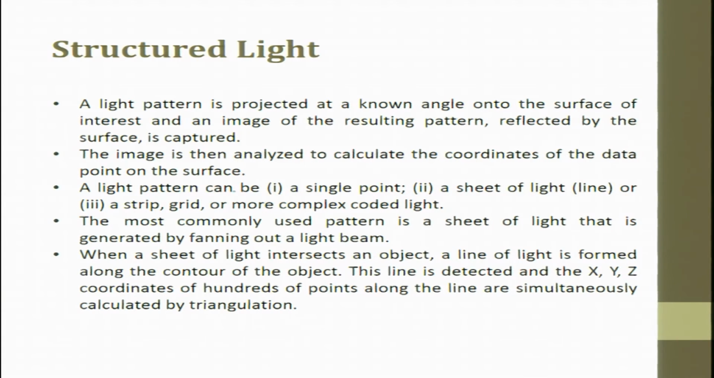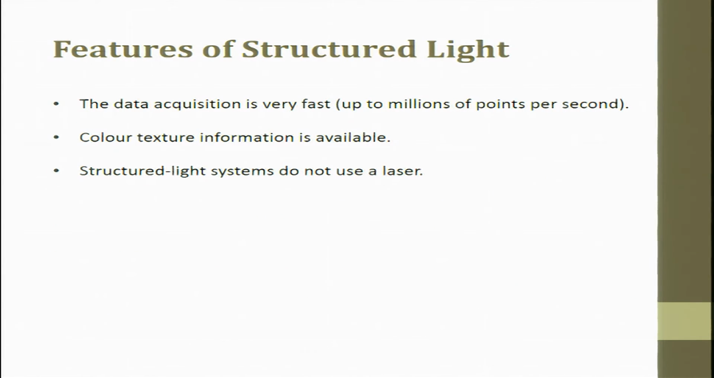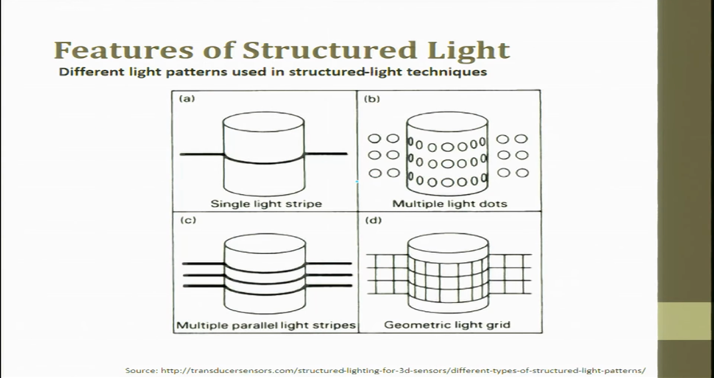The light pattern can be a single point, a sheet of light, or a strip of light in a complex manner. The most commonly used pattern is a sheet of light that is generated by fanning out a light beam. So then we try to get the XYZ data. The data acquisition is very fast, color texture information is available, and structured light does not use a laser, so the maintenance is slightly more economical.